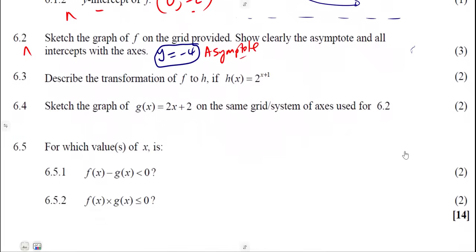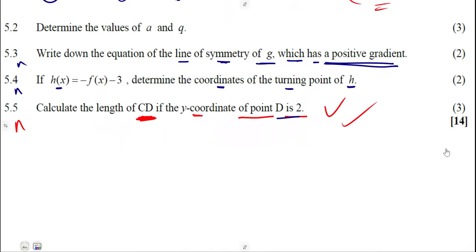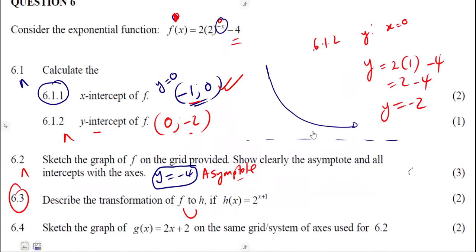All right, describe the transformation. 6.3, describe this transformation f to h if h is given as this, all right? So let's study and see. We need to describe this. Where is our h? Where is our f?